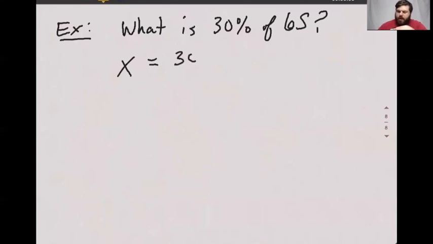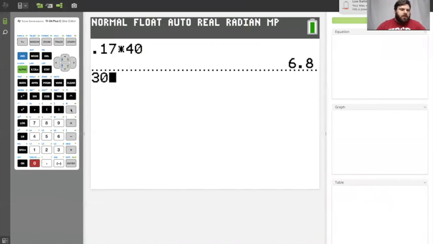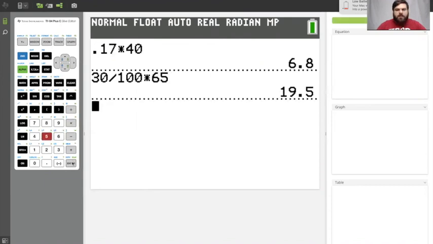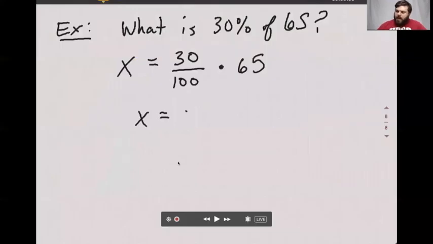So you're going to write 30, but then percent tells you to immediately divide by 100. So I'm going to immediately divide that by 100. Okay, 30 over 100. Of means multiply, and of course 65 is a number that we write just as 65. Okay, so this is something I can just type into my calculator, all right? 30 divided by 100 times 65. So 30 divided by 100 times 65 gives me 19.5. Okay, so x is equal to 19.5.